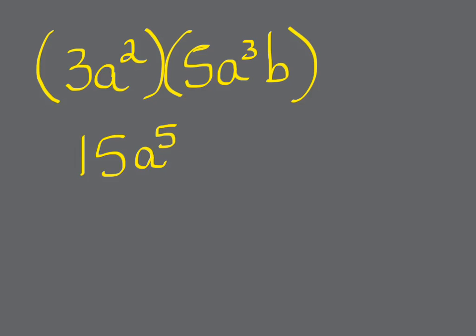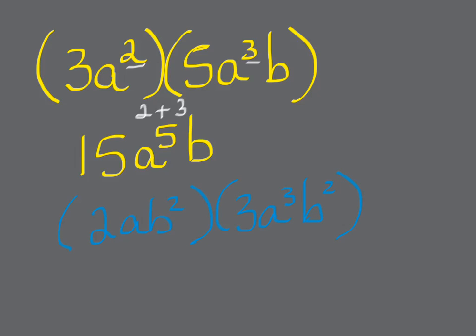And then there is no b in the first term, so that would be 1 times b, which would be simply b. Remember, what we did is we took the 2 from the first term, multiplied times a to the 3rd in the second term. Adding those two exponents together is how we got a to the 5th.